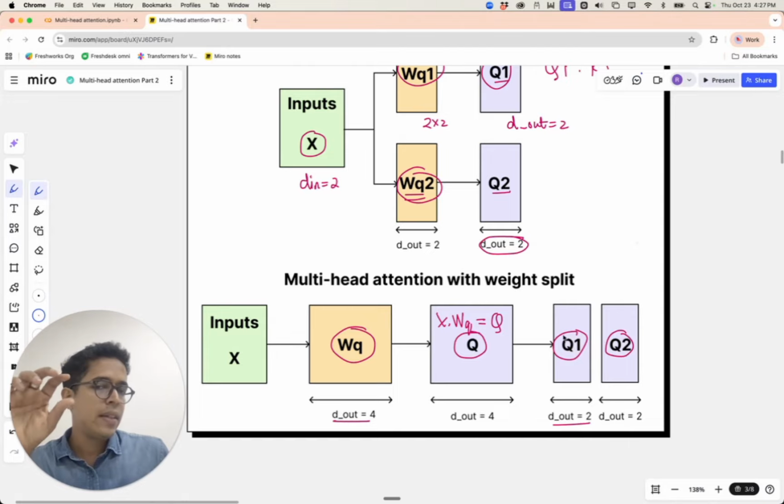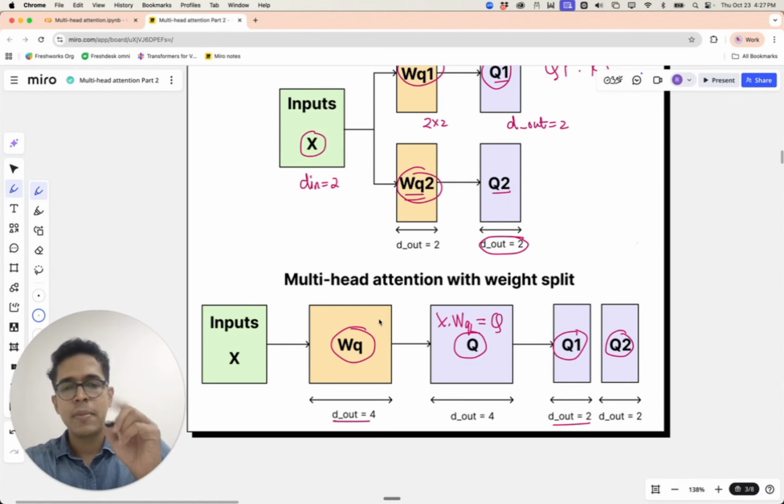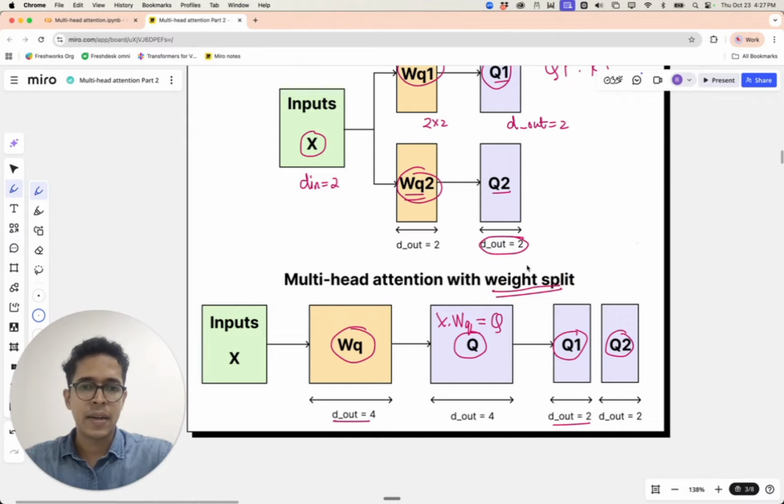I will show you why this is so effective. One reason why you can already imagine why this is so effective is because now, even if you had 96 attention heads, the number of matrix multiplications will still be just 1. Then you can split it into Q1, Q2, etc. up to Q96. So this is what we are trying to now see. How can we implement something called weight splitting to perform the implementation of multi-head attention instead of performing multiple matrix multiplications in a for loop? So this is what we are trying to see today.